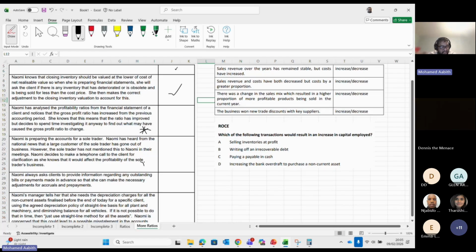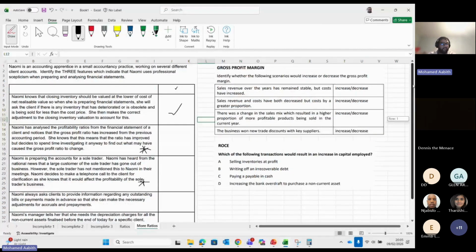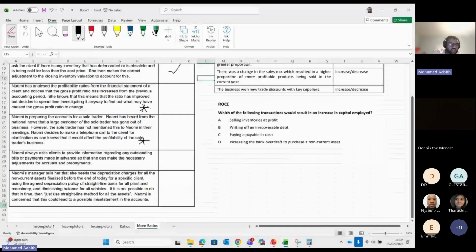So let's consider this as one of the good things we need to do, because the question says these are the professional skepticism. Skepticism means I need to be kind of a skeptic when I'm making the calls here. So now let's look at that.